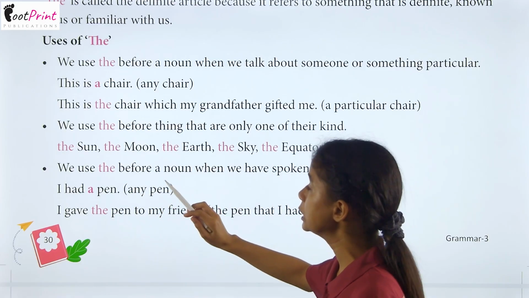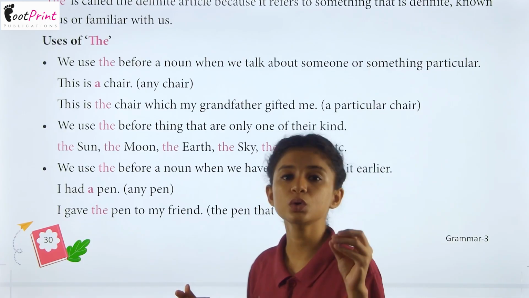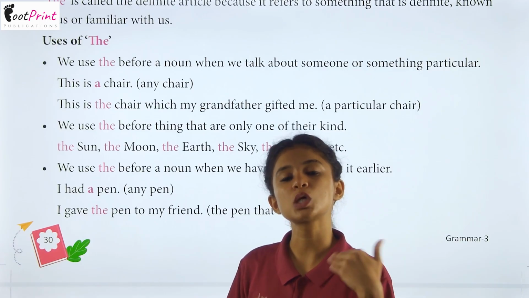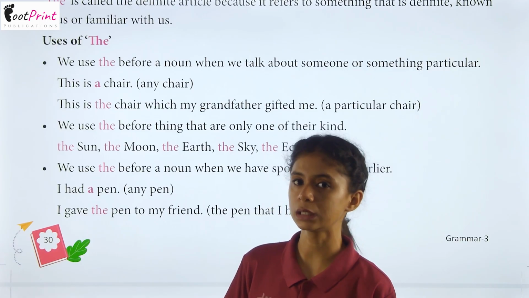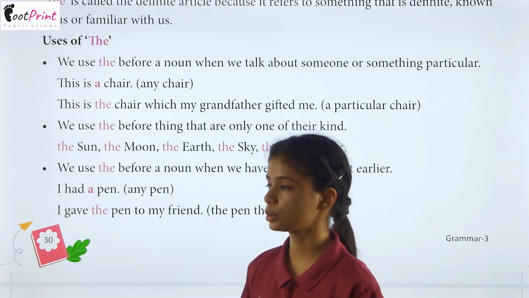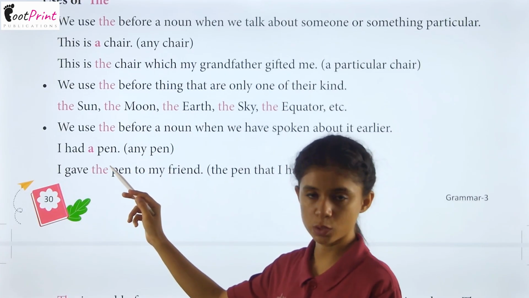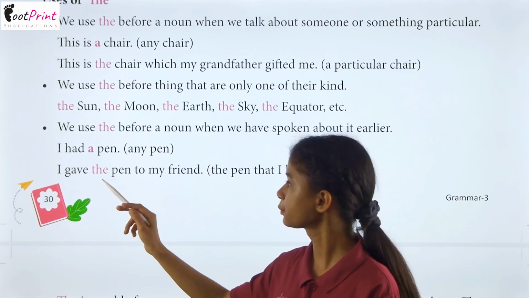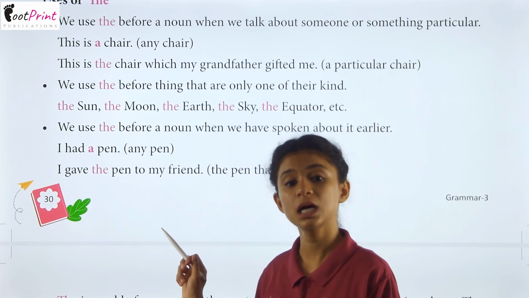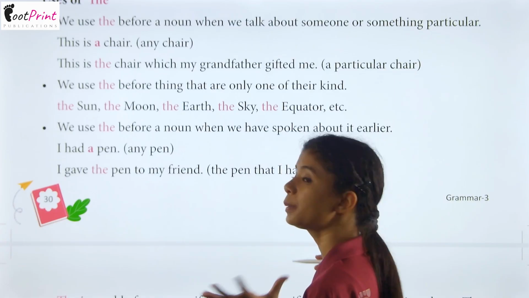We use the before a noun when we have spoken about it earlier. So when we have talked about something earlier, now that we are talking about it again, we will use the with it because now it is known to us. It has become definite to us. I had a pen. I am talking about a pen that I had, any pen. I gave the pen to my friend. So the pen that I had, I gave it to my friend. Okay? So now it has become a particular pen.